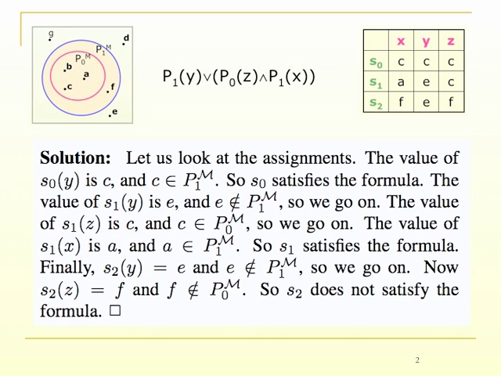Finally, let us look at S2. S2y is E, and E is not in P1M, so we cannot conclude that S2 satisfies this formula simply on the basis that it satisfies the first disjunct. So we go on to the second disjunct, which is a conjunction. Let's look at the value of Z in S2. It's F. Here we note that F is not in P0M, so S2 does not satisfy the first conjunct of the second disjunct. So S2 does not satisfy the formula itself.